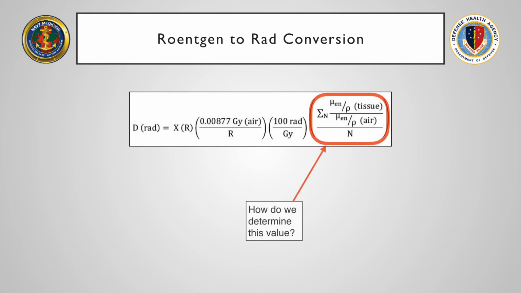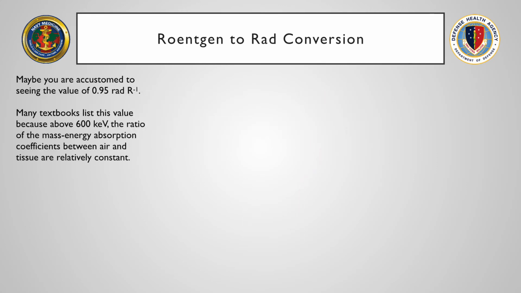So how do we determine this value? Now you may be accustomed to a typical value of 0.95 rads per Roentgen. Many textbooks will list this value because above 600 keV, the ratio of the mass energy absorption coefficients is relatively constant. But let's take a look at how we get to that 0.95 rad per Roentgen, and then we'll adjust it for the energies we're concerned with to see how it'll play out differently.